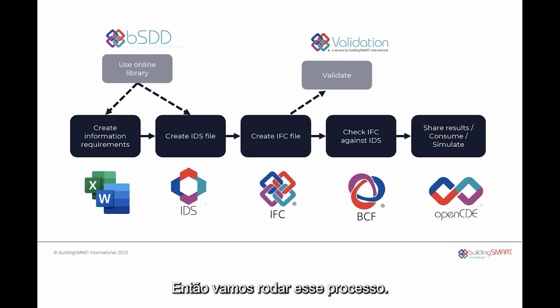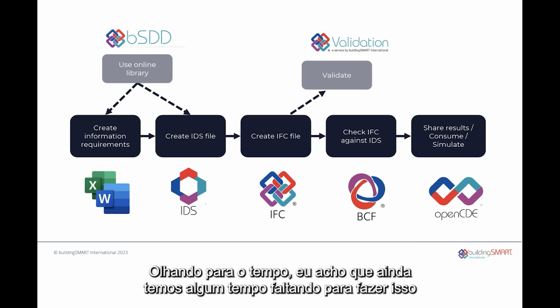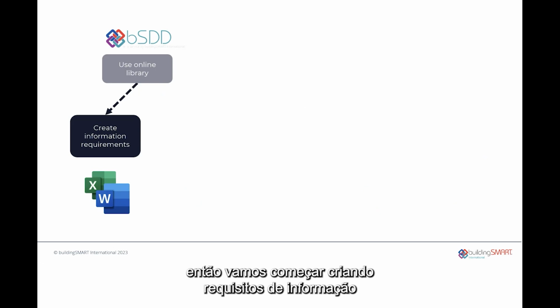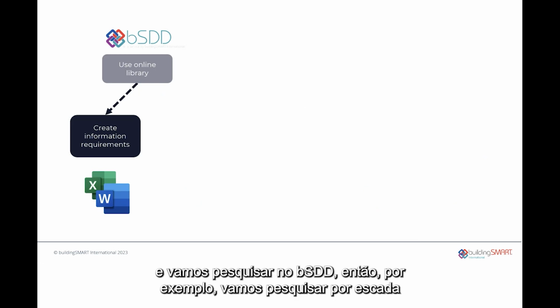So let's just run this process. Looking at the time, I think we still have some time left to do this. So let's start with creating information requirements and let's search the BSDD. So for example, let's search for a stair.